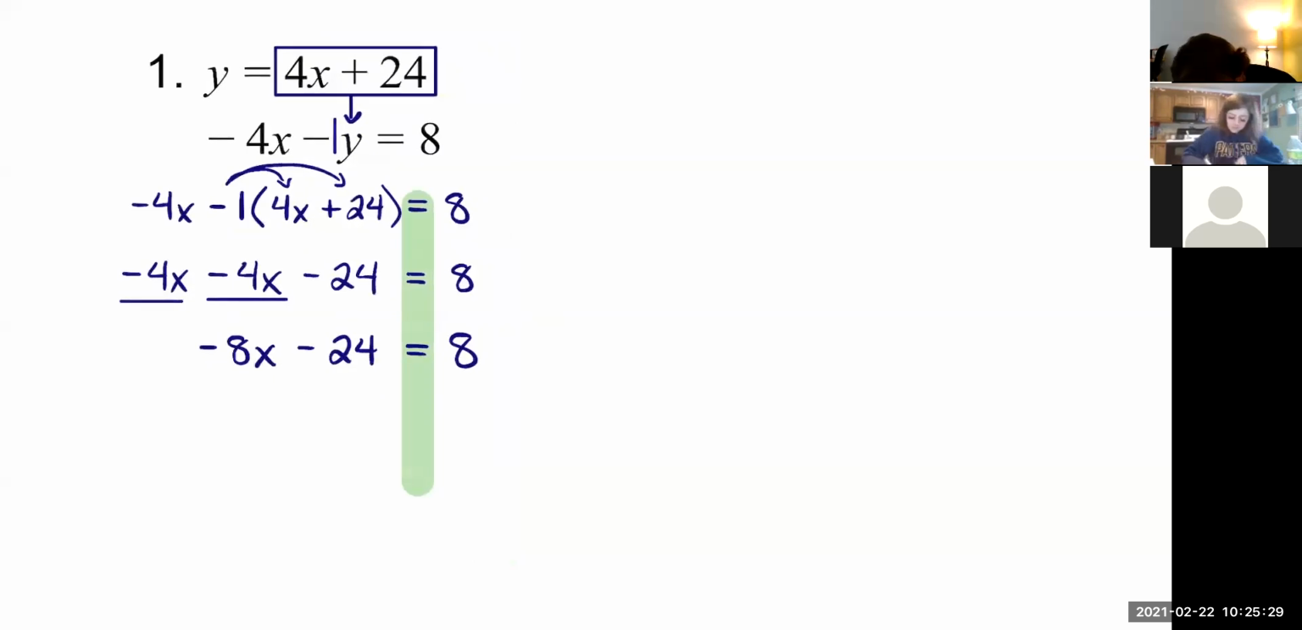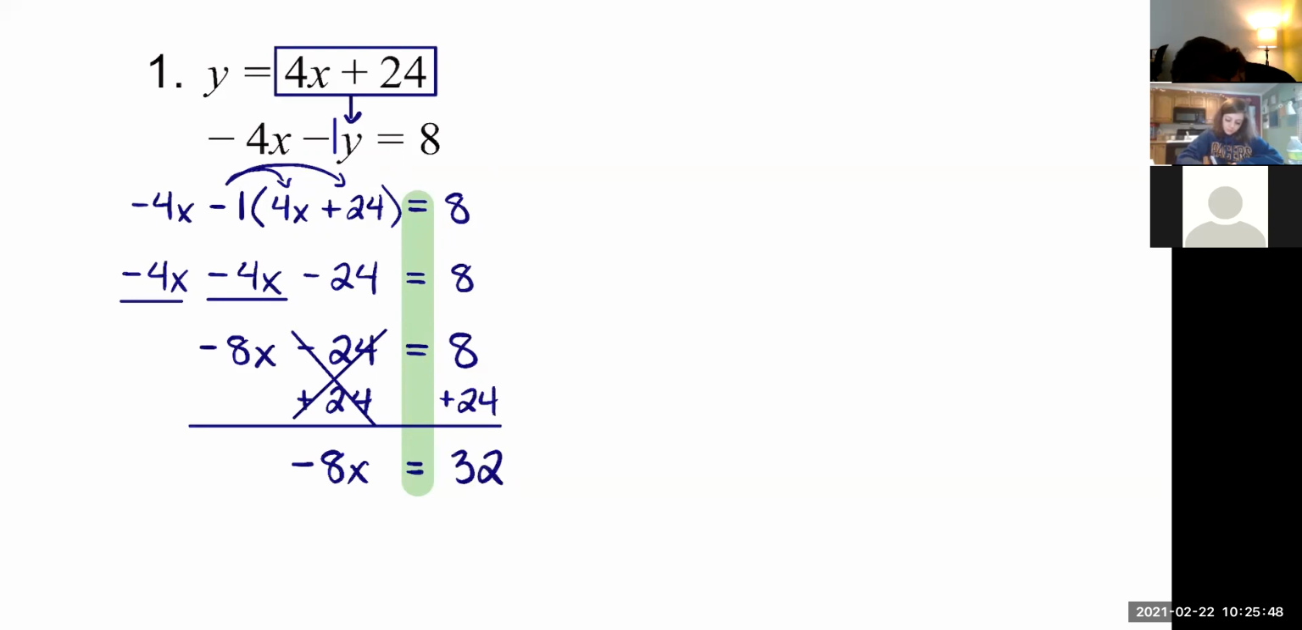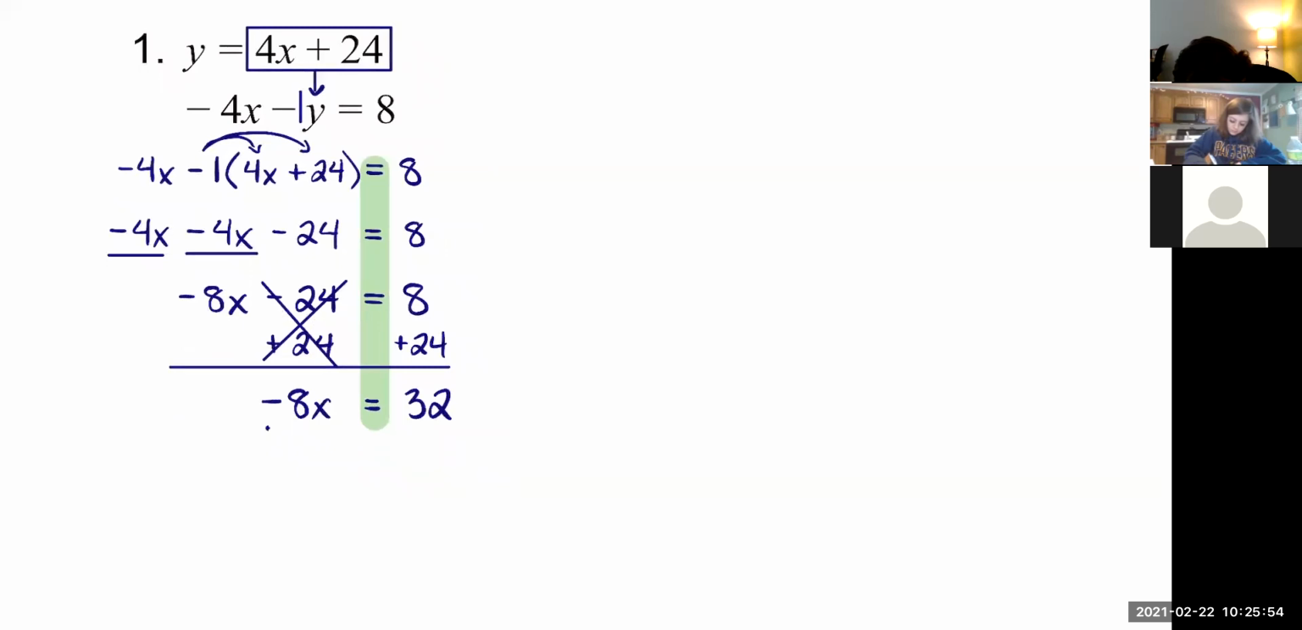Getting x by itself, I'm going to first add 24 to both sides, which removes it from the left. That leaves me with negative 8x. On the right, I'm going to get positive 32. And then last but not least, how would I finish solving this one? Divide by that negative 8 on both sides.